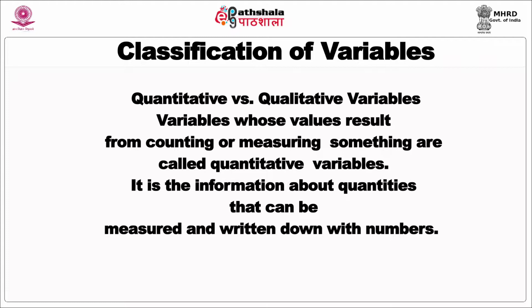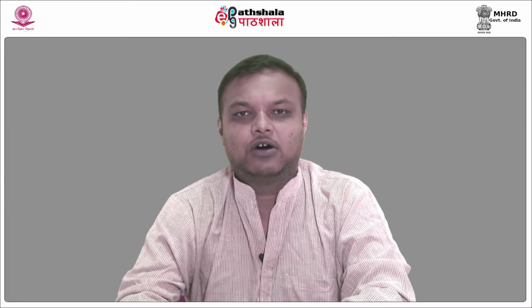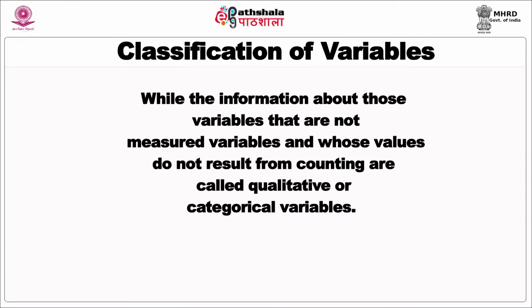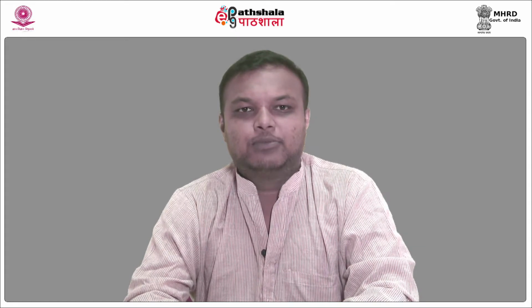Variables whose values result from counting or measuring something are called quantitative variables. It is the information about quantities that can be measured and written down with numbers. Items sold and time are all quantitative variables, while the information about those variables that are not measured variables and whose values do not result from counting are called qualitative or categorical variables. Religion, color of hair, political party, etc. are all qualitative variables.